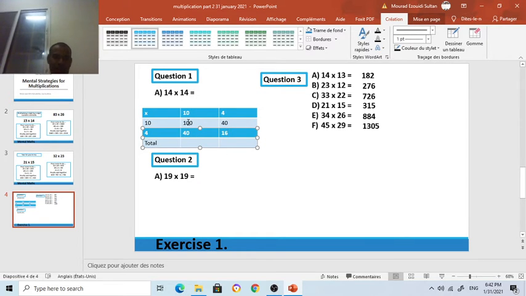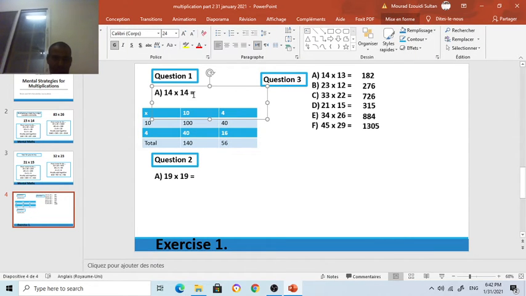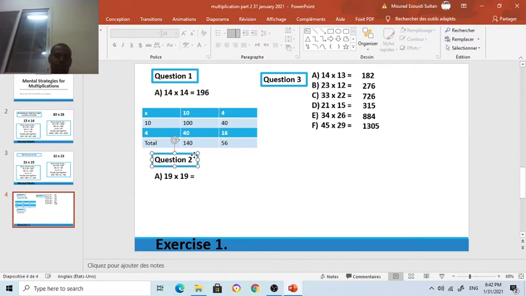Then I will add this 100 plus 40, it will be 140. For the next, the third row, third column, 40 plus 16 is 56. Then I will try to add all of this. So 140 plus 56 gives 196. This is how you can do this equation.